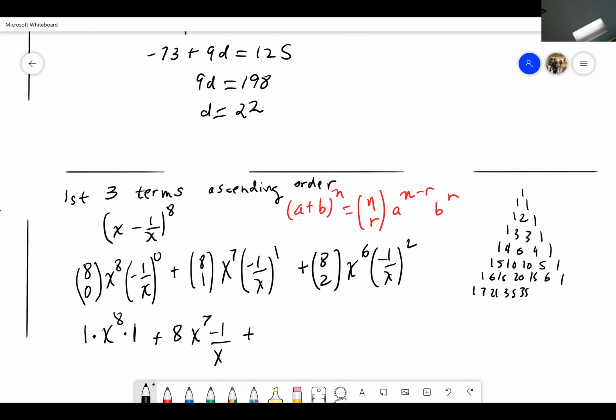I'm pretty sure it's gonna be... You use the calculator. There you go. It's 28. It's this guy. So you got 28 x to the 6 times negative 1 times negative 1 is 1 divided by x squared. So if you had to write this out nicely, you would say this is x to the 8th minus 8x to the 6 plus 28x to the 4th.